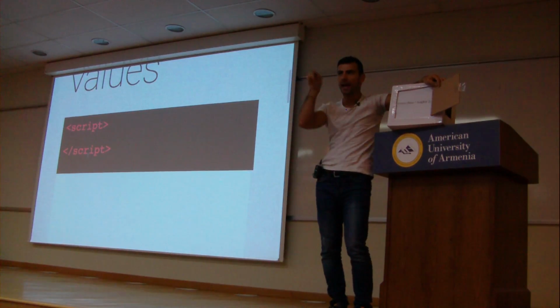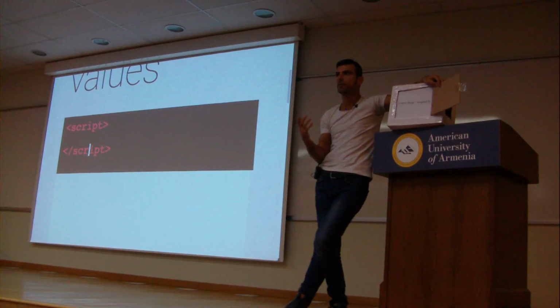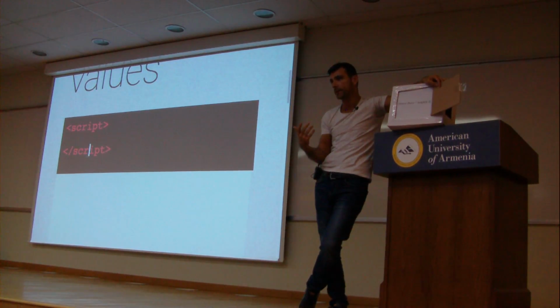What's this? What is that asterisk? It's an arithmetic multiplication operator, right? We know that we can multiply numbers.